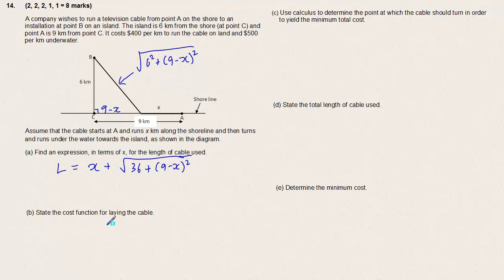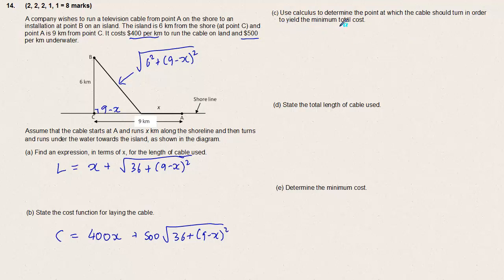State the cost function for laying the cable. So this part here we know costs 400, so that's going to be 400x, and this part here costs 500, so that's going to be 500 times the square root of 36 plus (9 minus x) all squared.